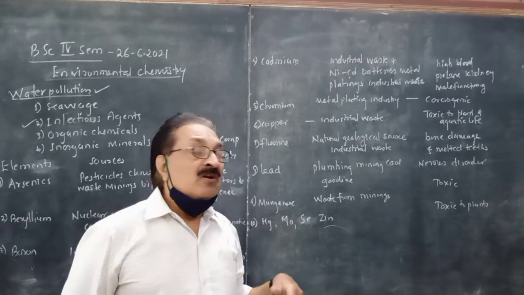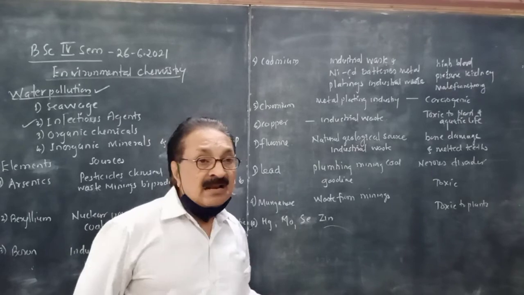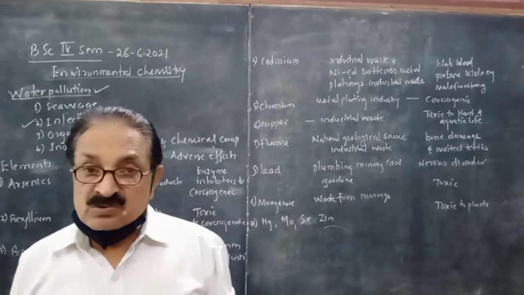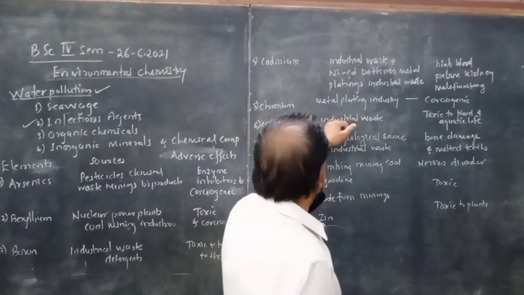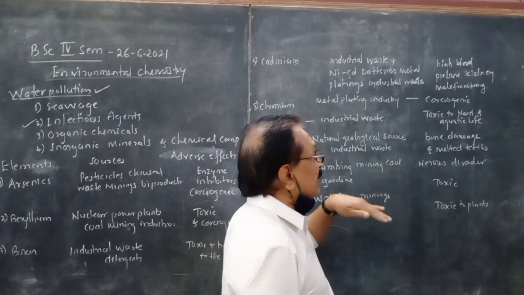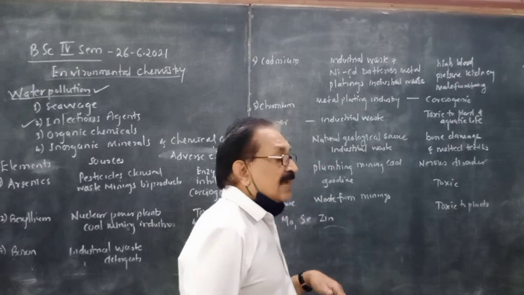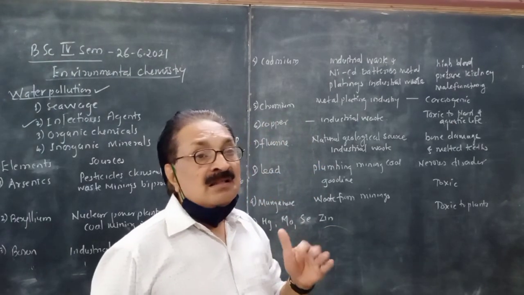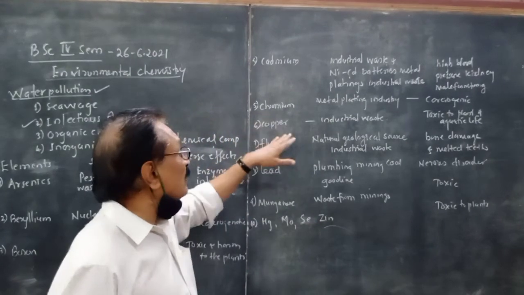You know, for plant growth, water is essential, and for aquatic life, dissolved oxygen is also necessary. But what happens here? From the industry, when the copper compounds enter the water medium, then what happens? That disturbs the aquatic life, because the percentage of dissolved oxygen goes on decreasing due to these components.